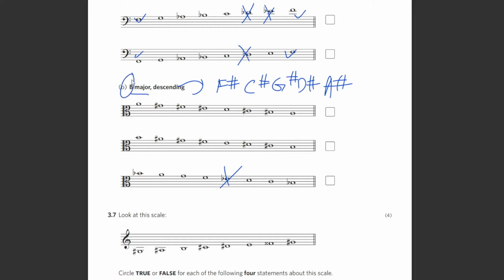So now let's first check whether they start and end with B. So this is C, this is D, E, F, G, A. This is A note, it is not B. So this is wrong. Let's check the other one: B, C, D, E, F, G, A, B. Yes, this is B. This is B, A sharp, G sharp, F sharp, E, D sharp, C sharp, and B. So you have F sharp, C sharp, G sharp, D sharp, A sharp. So this is the correct answer.